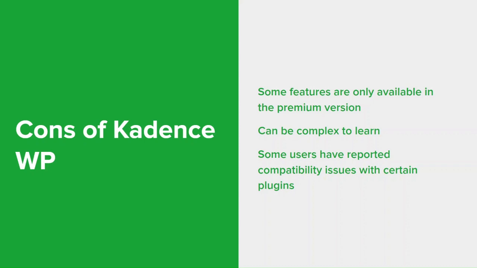Overall, I think Kadence WP is a great WordPress theme, has a lot to offer. It's super fast, it's easy to customize, and has a variety of features that make it suitable for a wide range of websites. However, it's important to be aware that some features are only available in the premium version and that the theme can be complex to learn. If you're a beginner, I recommend starting with the free version and upgrading to a premium version if you need more advanced features.